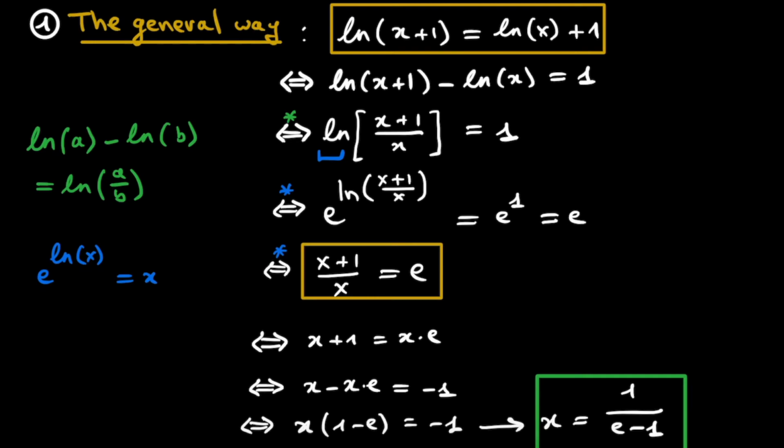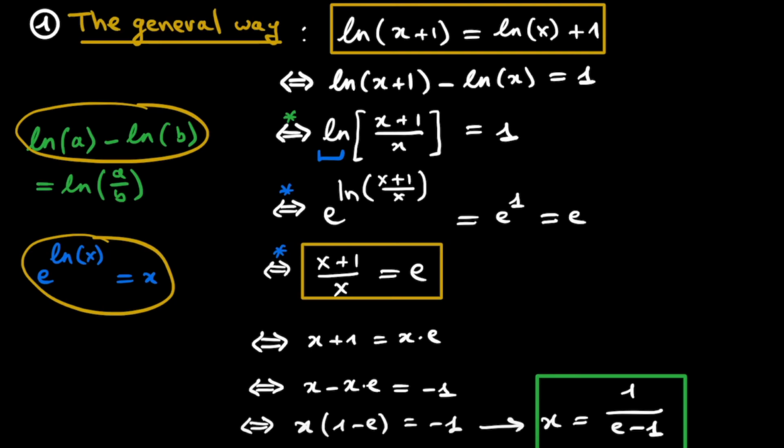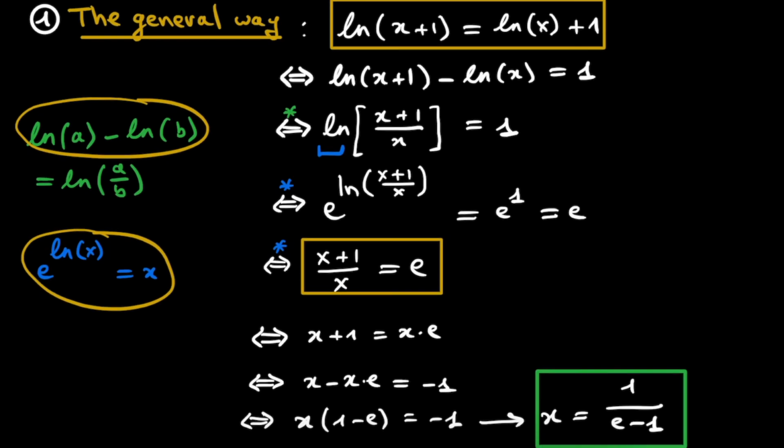And we've done so in the general way using two steps. First, bringing all of the logarithms together and collapsing them into one logarithm, and then using this property that e to the power of a logarithm of x is simply x. And this is how you generally solve logarithmic equations.